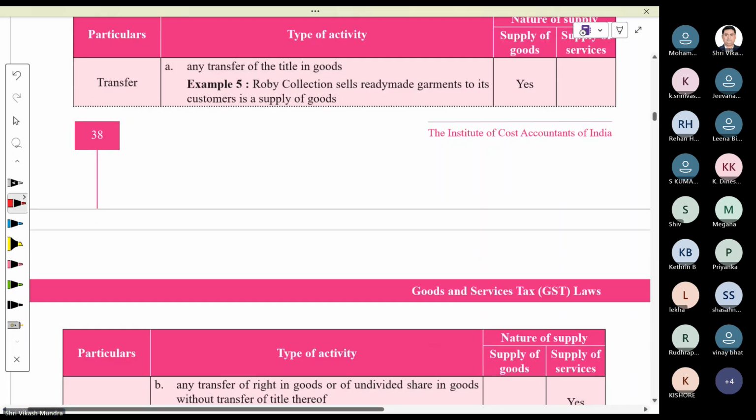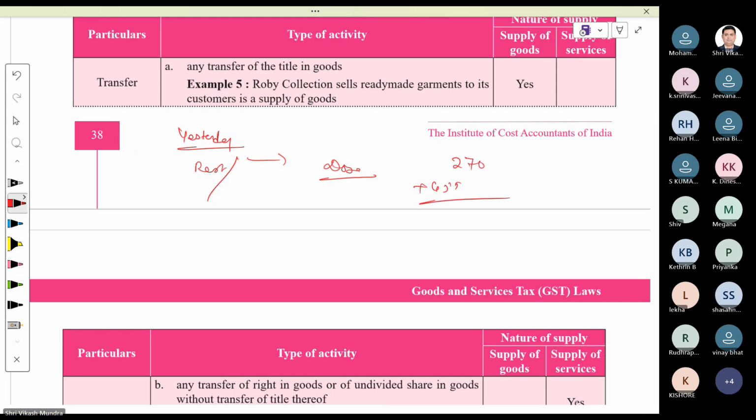For example, yesterday I visited a restaurant with good ambience, with AC, etc. And I ordered a dosa and they served dosa with chutney and sambar. They charged rupees 270 plus GST. Now I'm worried whether it is a supply of goods or whether it is a supply of services.